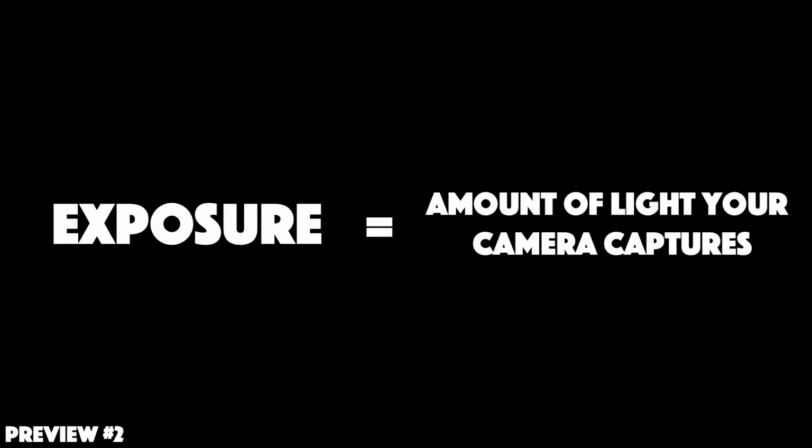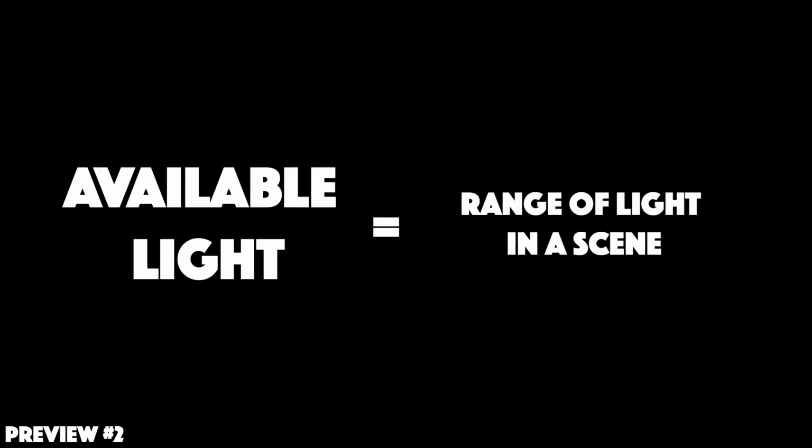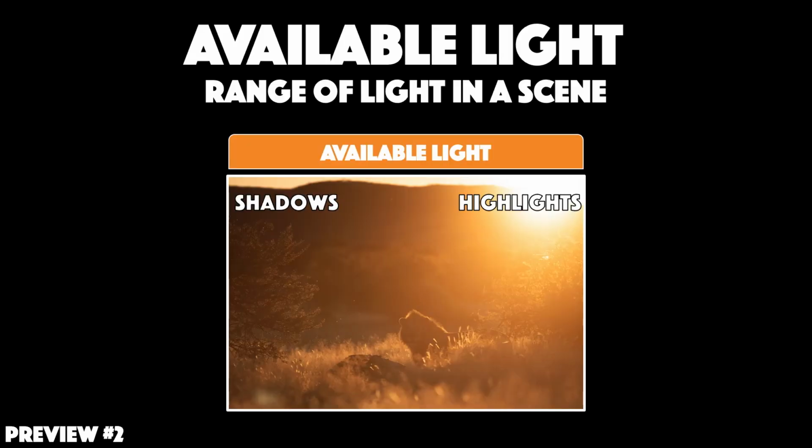Okay, so exposure. Exposure is basically the amount of light that your camera captures. And you're probably thinking, exactly what light am I talking about? The available light. And this available light is essentially the range of light in a scene. So this means the difference between the shadows and the highlights, right? And that range is defined as the available light.